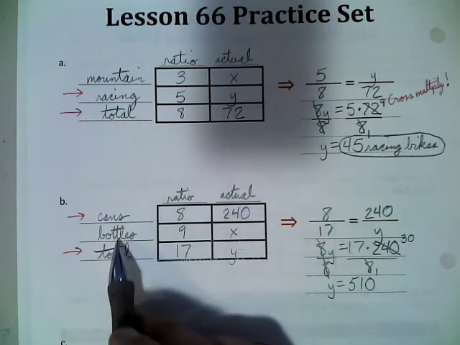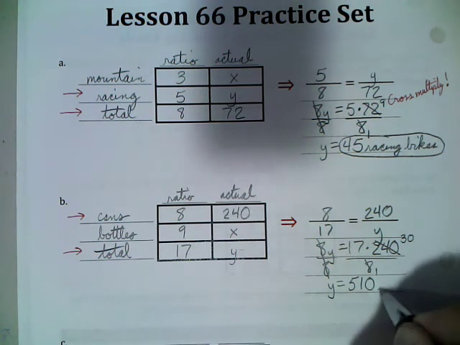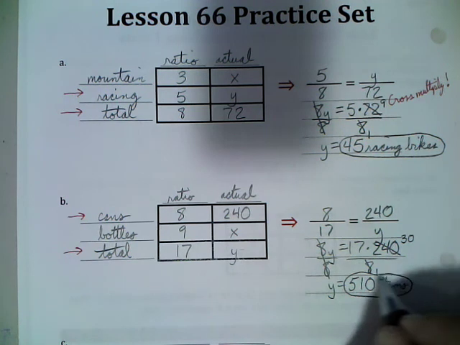Okay, well, if you got cans and bottles, let's look back at the problem. The problem describes this as how many items. So my label will be items. There are 510 items total.